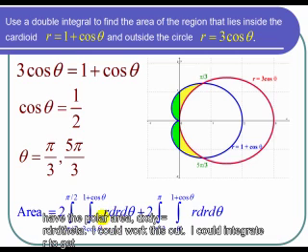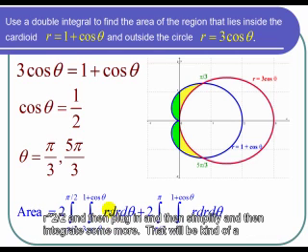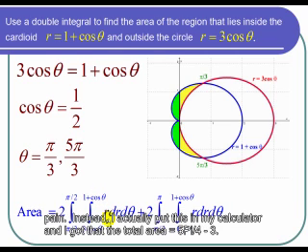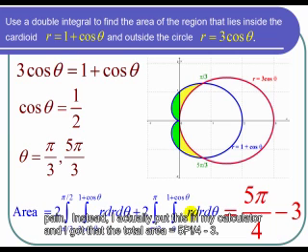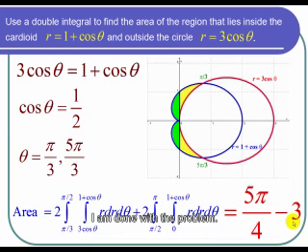So I could work this out. I could integrate r to get r squared over 2, and then plug in, and then simplify, and then integrate some more. That'll be kind of a pain. Instead, I put this in my calculator, and what I got was that the total area is equal to 5 pi over 4 minus 3. And I'm done with the problem.